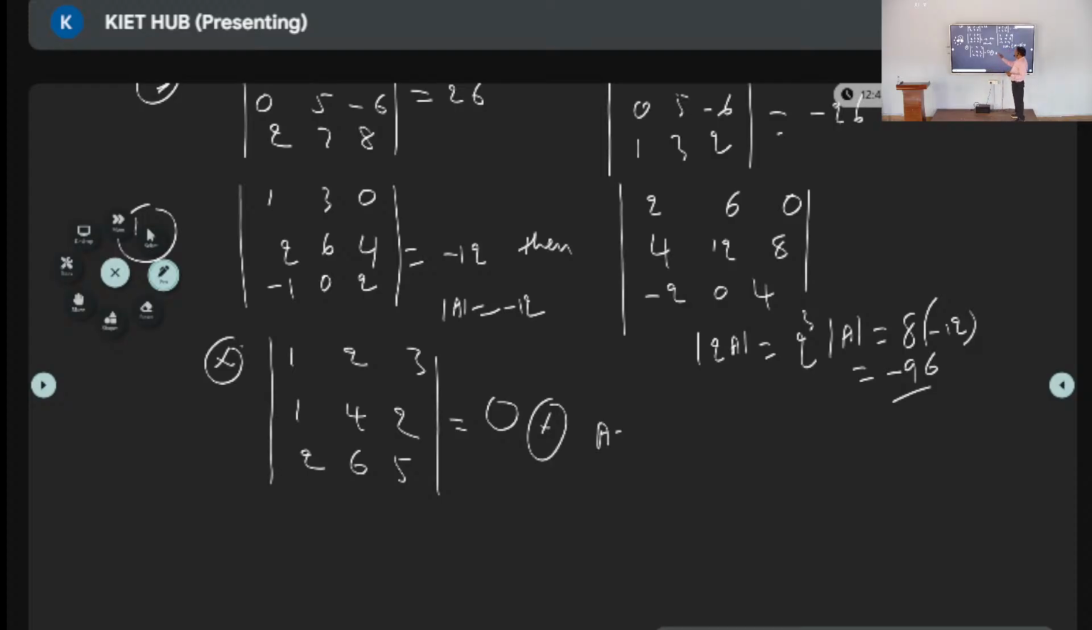A is equal to Aij with order 3 by 3. Aij is equal to i minus j. What is the determinant value? All of you remember this type of question; we have done it already in the beginning of matrices.